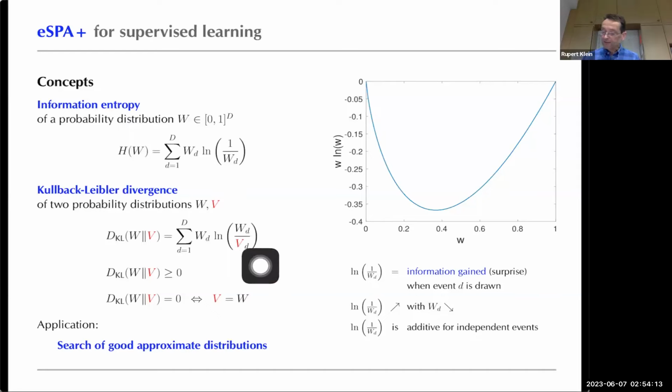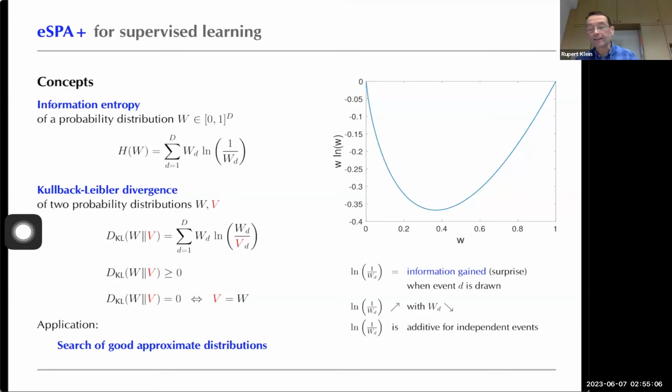Now, basically, what this means is we compare the information gain that we get from the event D under the true versus the information gained for the event D under the approximate distribution. That's what this Kullback-Leibler distance or divergence approximates. And it turns out to be zero only if W is the same distribution as V, and it's always larger or equal to zero. So if you misassess the true distribution, you always get a positive number out here. So if you minimize the Kullback-Leibler divergence in the search for an approximate probability distribution, what you do is you try to approximate the true one. That's what we use this for.